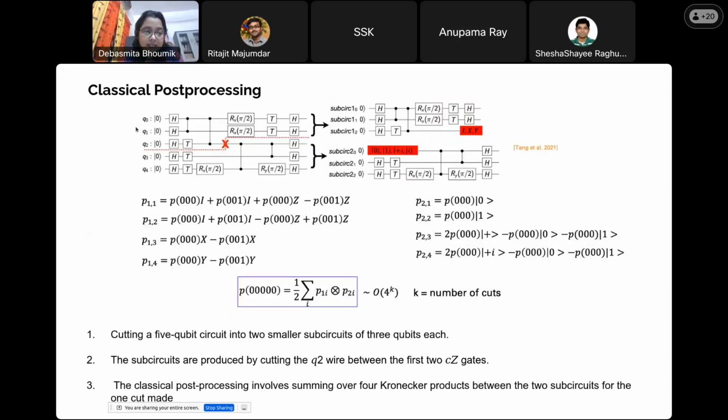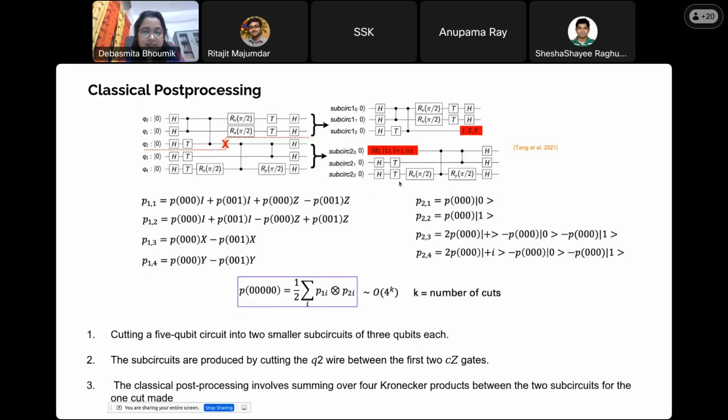So we have a circuit, this is a 5 qubit circuit, and here is the cutting. The 2 subcircuits are produced by cutting this wire between the first 2 CZ gates. Now here we will produce I, X, Y and measure it, and here we will prepare this 0, 1, plus and plus i.